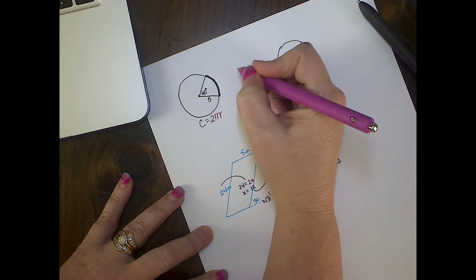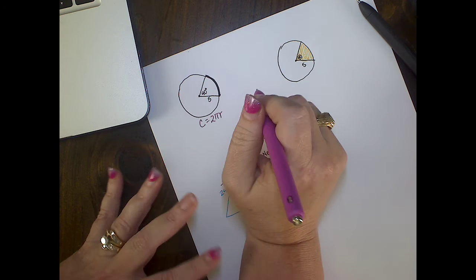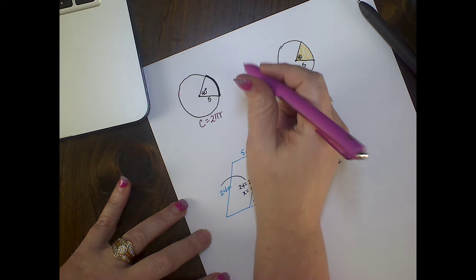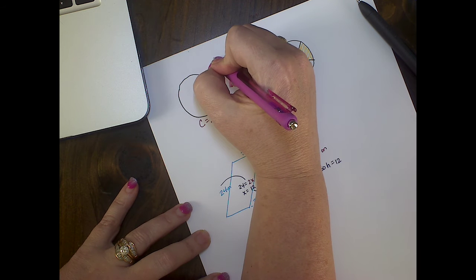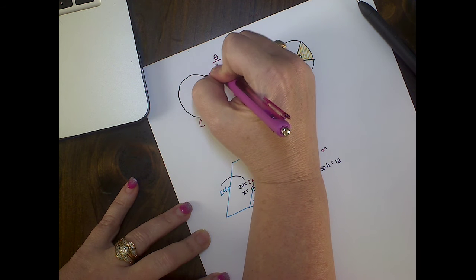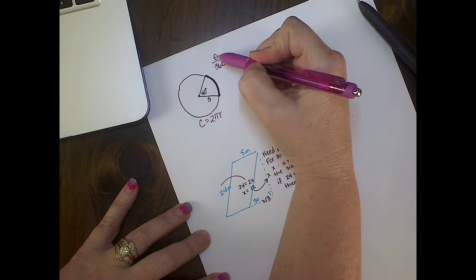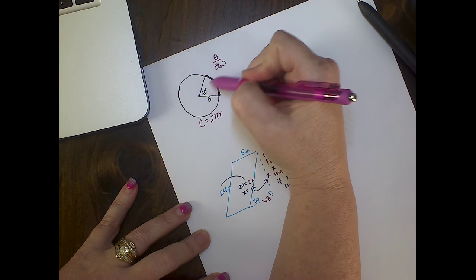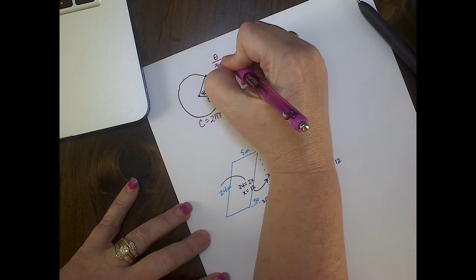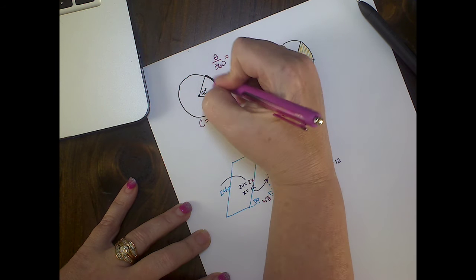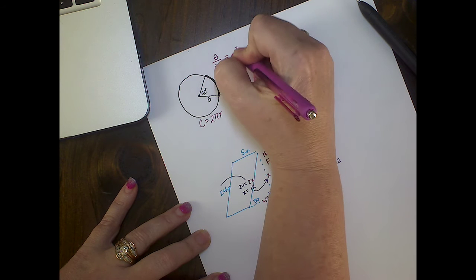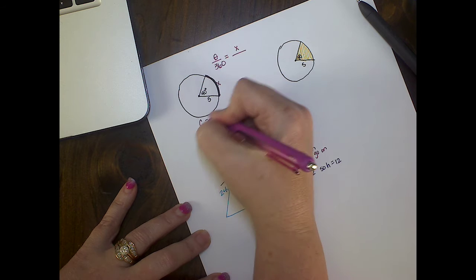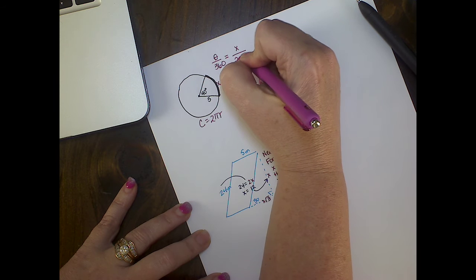Okay, so here's what you would do. You're going to set it up this way every time. This is the formula for it. You're going to do the angle over 360. So that's the part: I'm going to talk about this 40-degree part of the whole 360 equals the arc, this part right here, x, over the whole circle, which is 2 pi r.